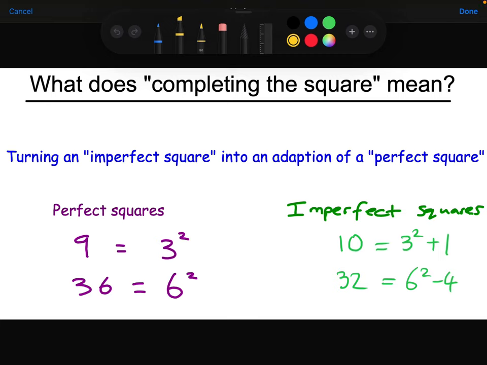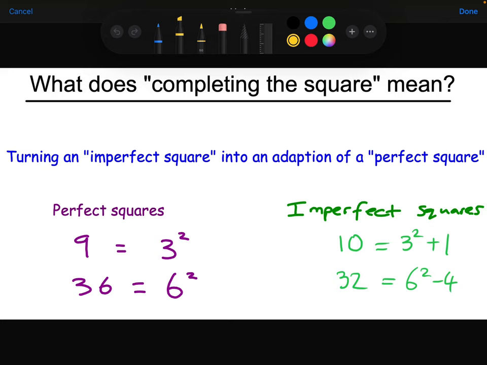This video is all about completing the square. In the first part, we're going to talk about what that means. In the second part, we're going to talk about how to do it. And in the third part, we're going to see why we would want to do it and how we can use it. So completing the square turns an imperfect square into an adaptation of a perfect square.